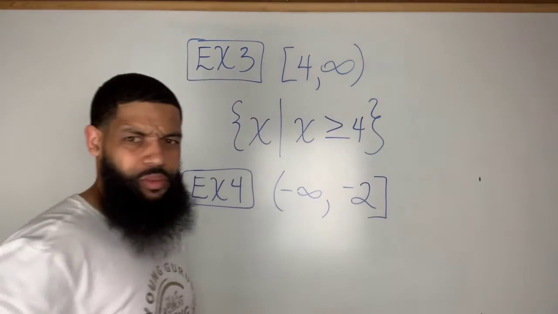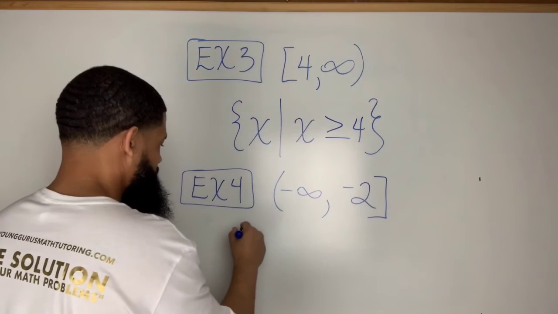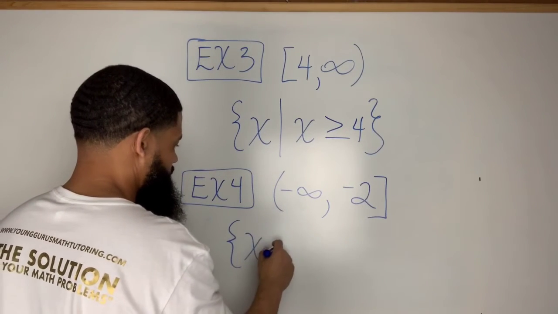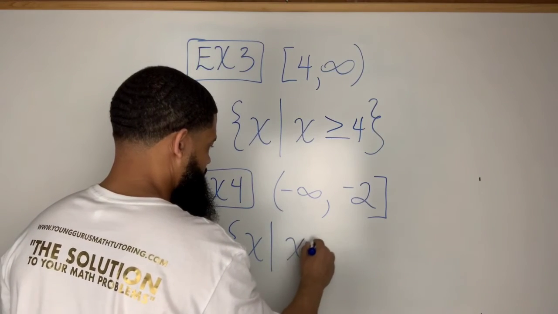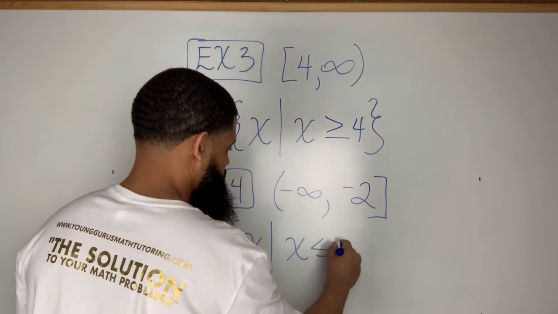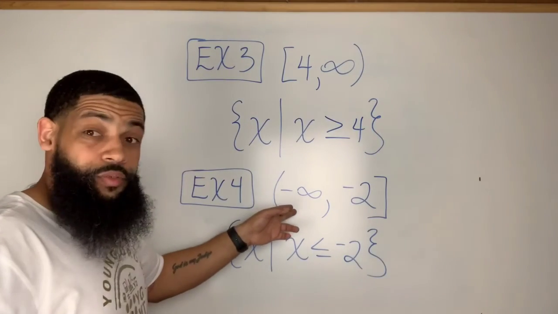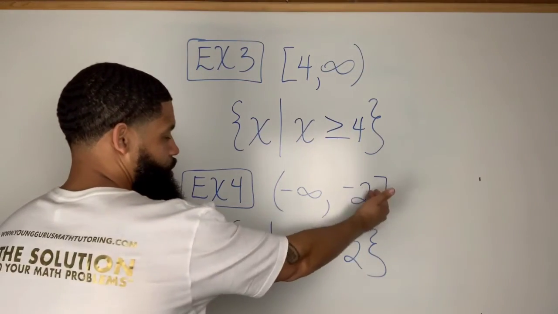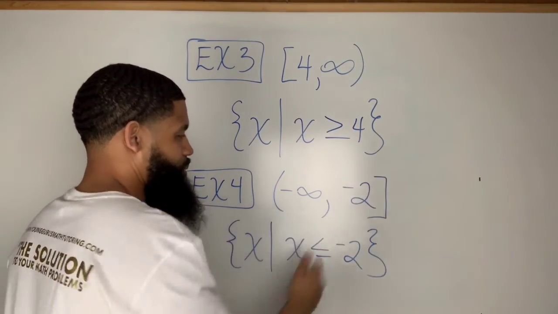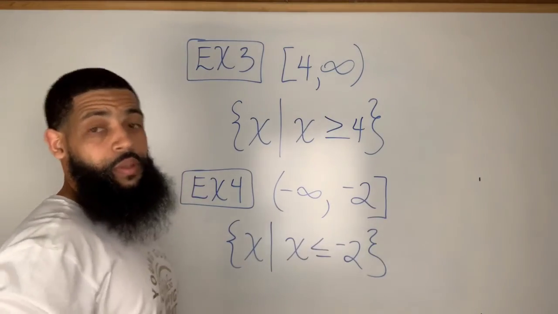All right, let's do this one. From negative infinity to -2. What this tells me is the set of all x such that x is less than or equal to -2. Still an open interval on the negative infinity side. But here, the -2 is included because it's a closed interval. So this is x is less than or equal to -2.